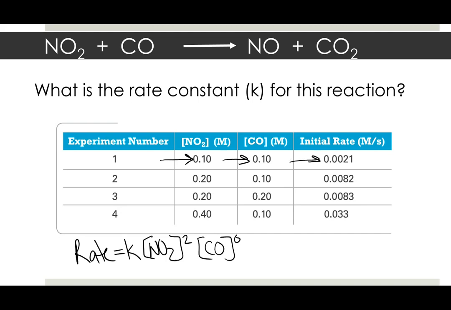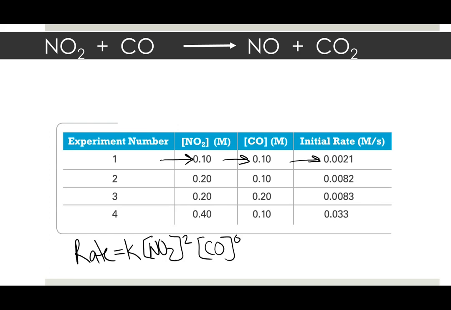The only thing that we don't know is K. So we just got to do some algebra to solve for that. You could pick whatever trial you wanted to pick. It doesn't really matter what you pick. Likely, most of you guys are going to go ahead and pick experiment 1, I would imagine. So let's go ahead and pick that one.